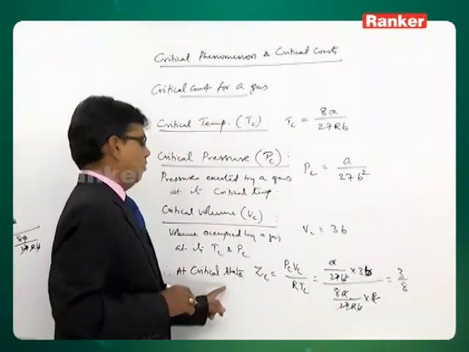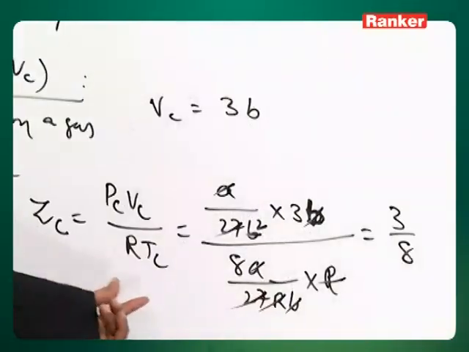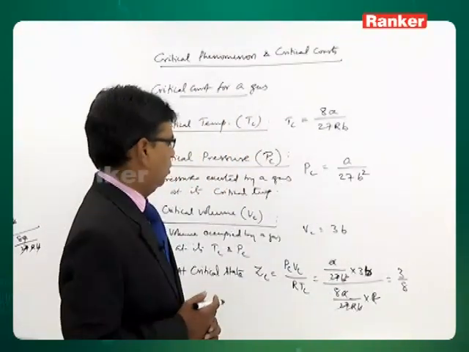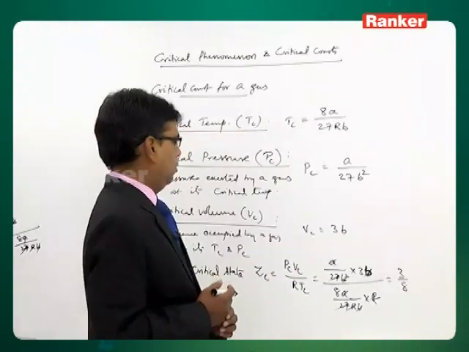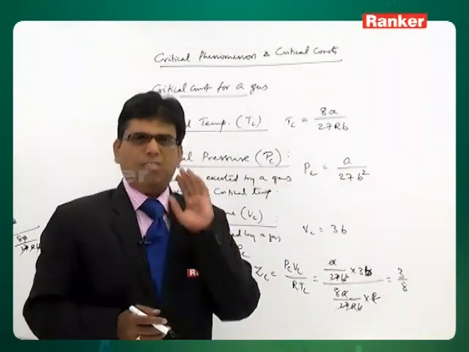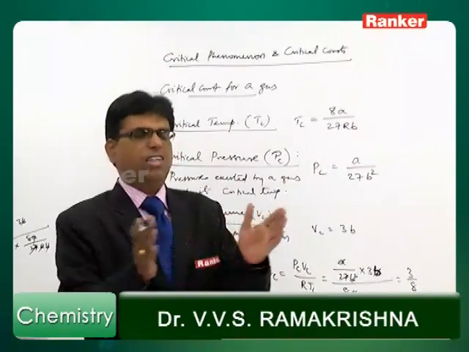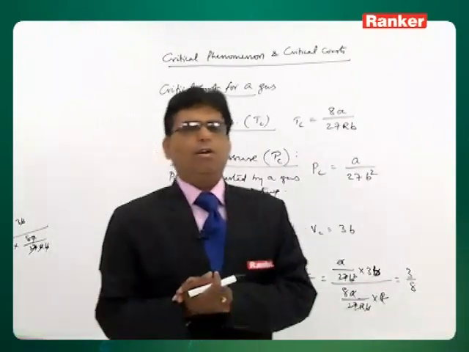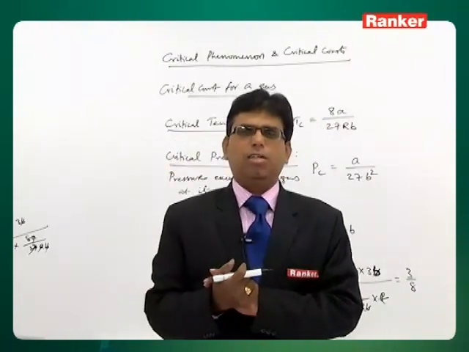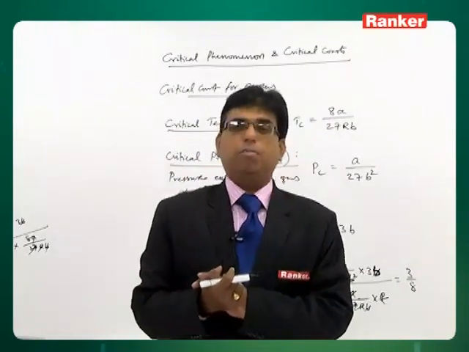Now, but for many of the gases, of course, this is one drawback of the van der Waals equation. From this, for every gas PCVC by RTC is supposed to be equal to 3 by 8 exactly, but for none of the gases it is exactly 3 by 8, it has a certain range. That is one of the drawbacks of the van der Waals equation. In addition, we have another drawback: A and B are constants for a gas, but A and B are not constants for a gas at all temperatures.